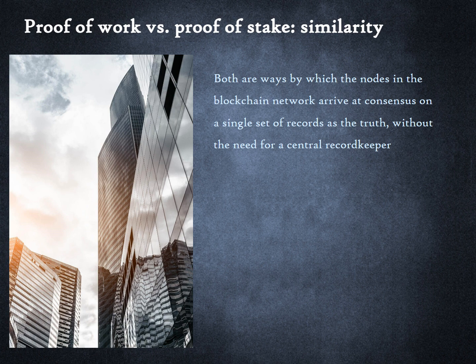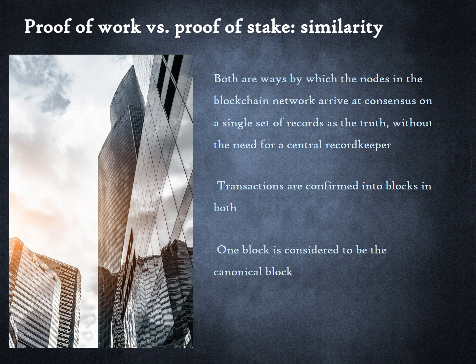Both are ways by which the nodes in the blockchain network arrive at consensus on a single set of records as the truth, without the need for a central record keeper. Transactions are confirmed into blocks in both. One block is considered to be the canonical block and soft forks are resolved through a fork choice rule. Next, we will summarize the difference.